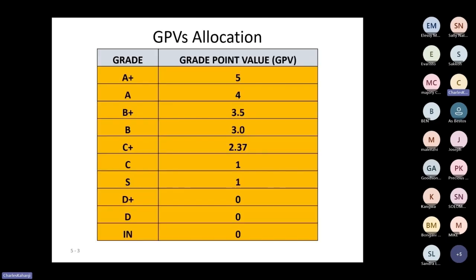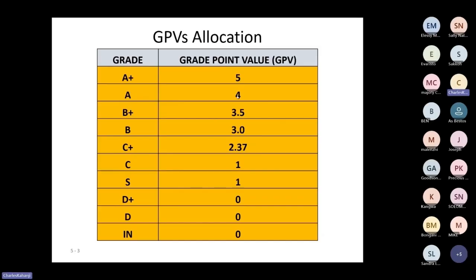So let's just see. Yeah, if you get an IN, incomplete, the GPV is 0. A D and a D plus is 0. When you get a C, you get a GPV of 1. A C plus, you get a GPV of 3.7. A B has a GPV of 3.0. A B plus has a GPV of 5.